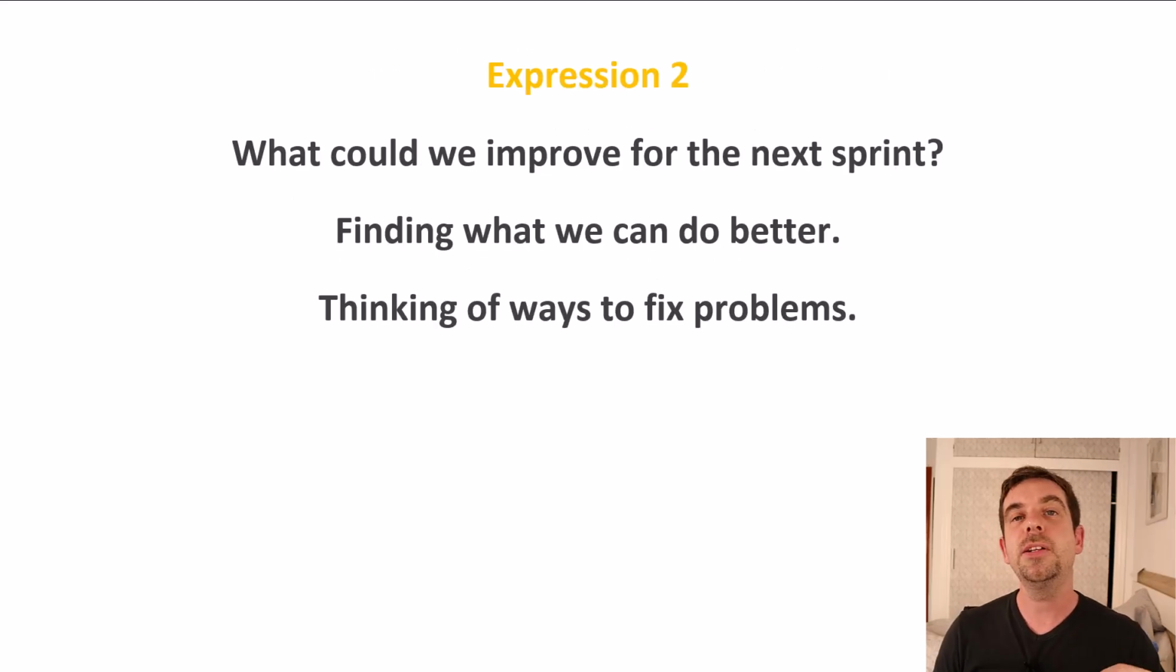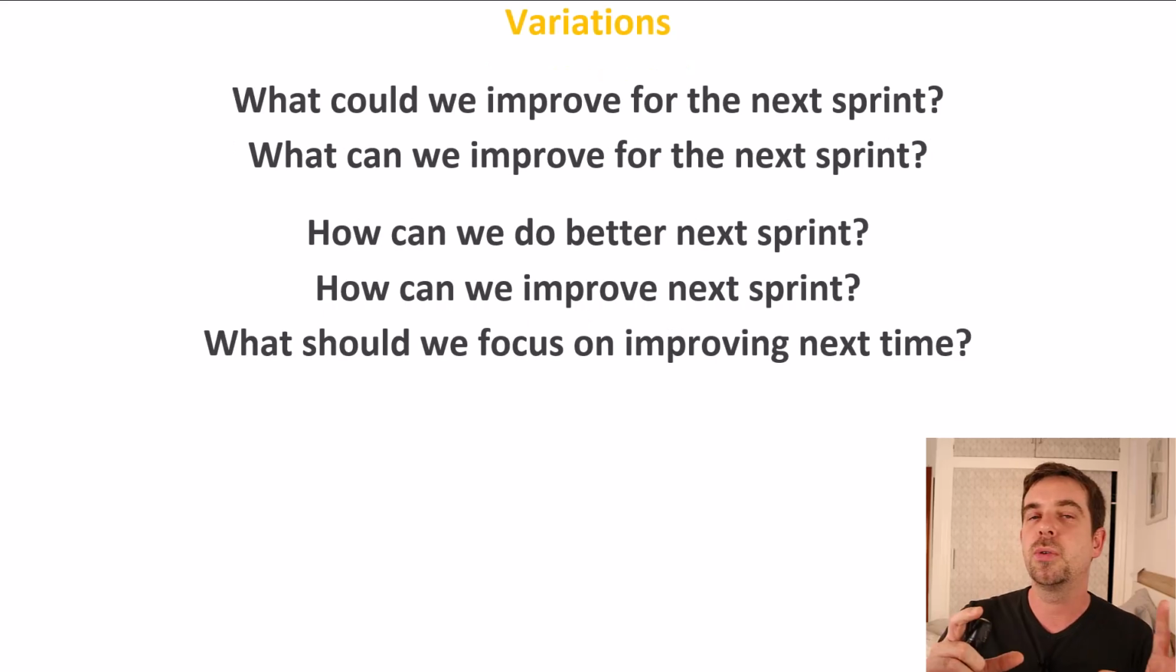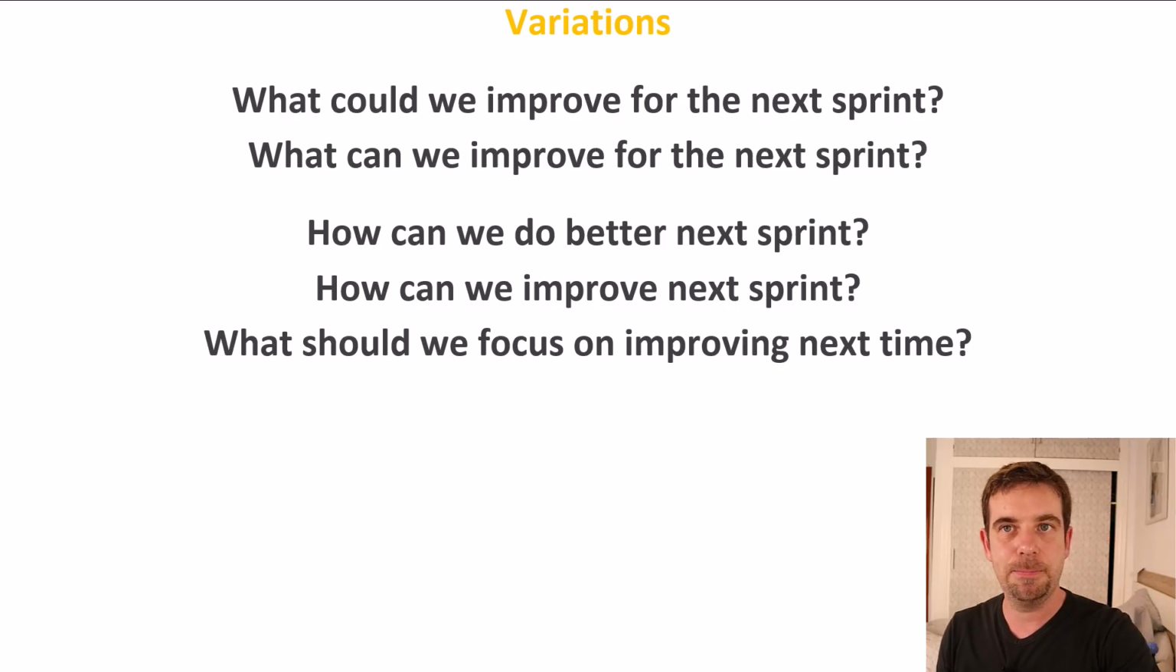Expression 2, what could we improve for the next sprint? About finding what we can do better, thinking of ways to fix problems. So some variations here of what could we improve for the next sprint or what can we improve for the next sprint. The next idea here is how can we do better next sprint? How can we improve next sprint? And finally, what should we focus on improving next time?